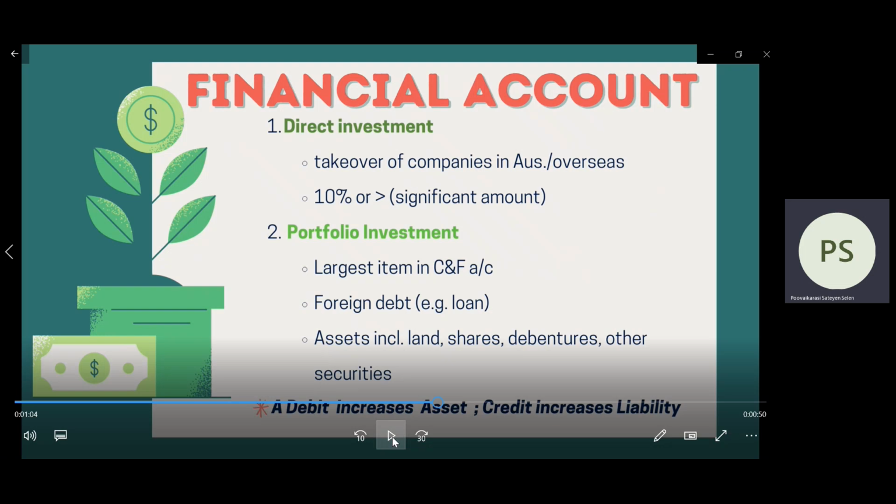Okay, the second subsection is portfolio investment. Okay, this is the largest item in our capital and financial account. We can include all our debt, loans, shares in our portfolio investment. Any type of shares less than 10% ownership, we can record it under portfolio investment. Okay, a debit increases the assets, and if there's more credit, then it increases your liability.